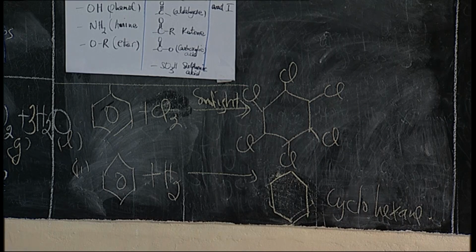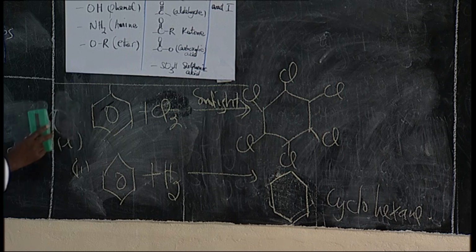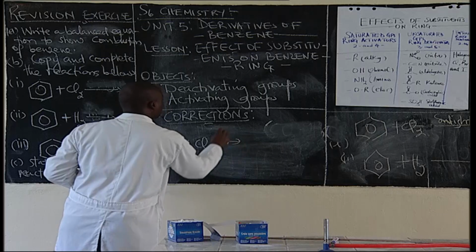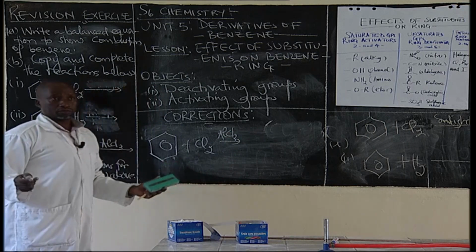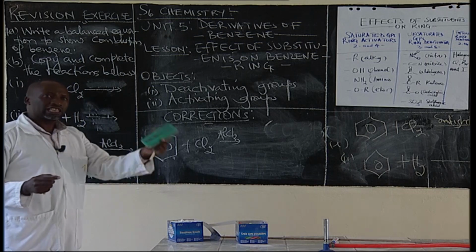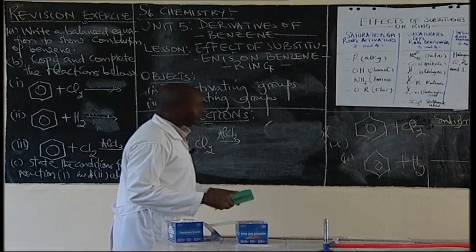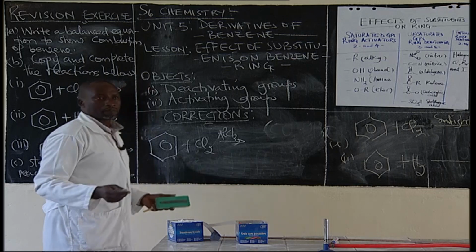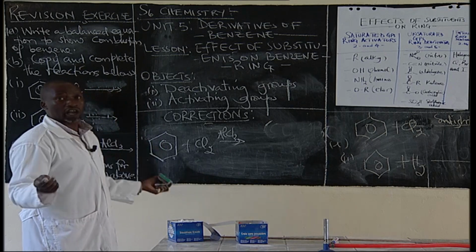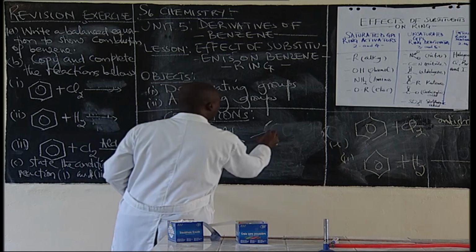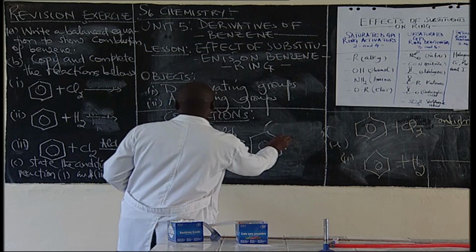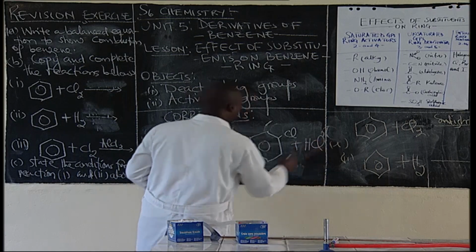So I hope you have taken this reaction down. We have the benzene reacting with chlorine in presence of aluminum chloride, or any other Lewis acid, not necessarily aluminum chloride. So they can be iron 3 chloride, aluminum bromide, or any other Lewis acid that you can think about can also affect this. So this one will produce substituted chlorine with hydrogen chloride.